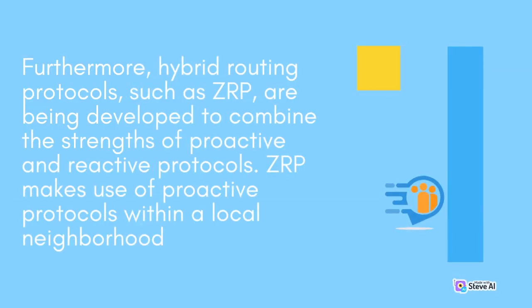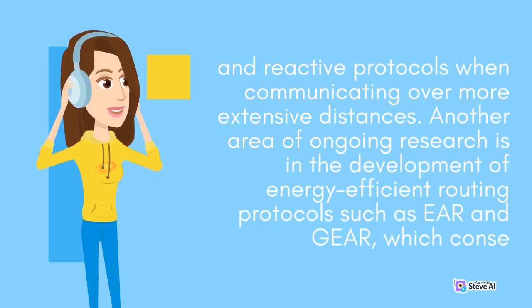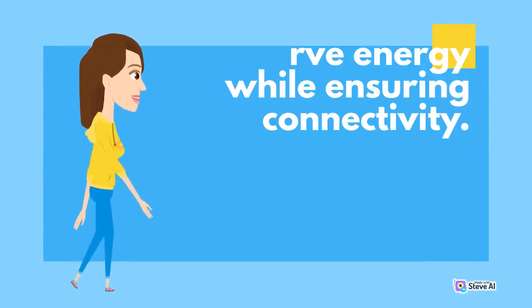Furthermore, hybrid routing protocols, such as ZRP, are being developed to combine the strengths of proactive and reactive protocols. ZRP makes use of proactive protocols within a local neighborhood, and reactive protocols when communicating over more extensive distances. Another area of ongoing research is in the development of energy-efficient routing protocols such as EAR and GEAR, which conserve energy while ensuring connectivity.